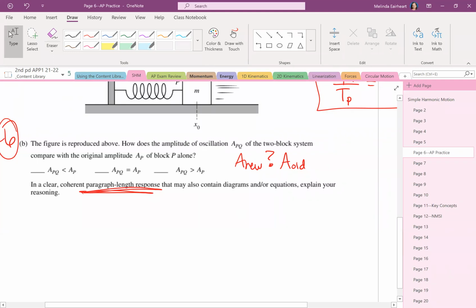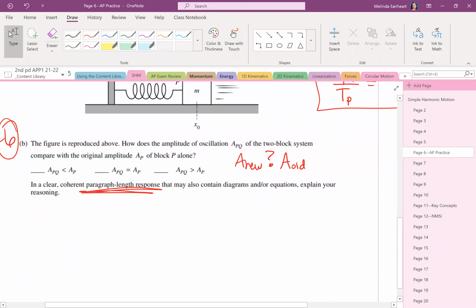Be clear. Don't go mumbo jumbo and try to lose them in your jargon, right? Be coherent. Does it flow? Is it easy to follow? You want to put your physics down in sequential order. A paragraph is 5 to 6 sentences, 5 to 6 thoughts. The response can also contain diagrams and or equations. So our typical physics, right? Explain your reasoning. And so what I'm going to do is start with the physics.